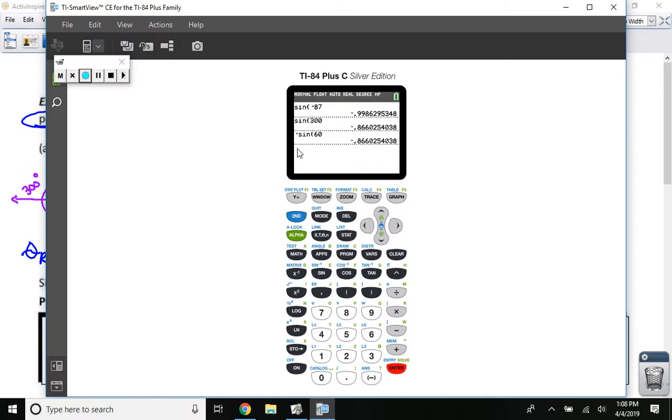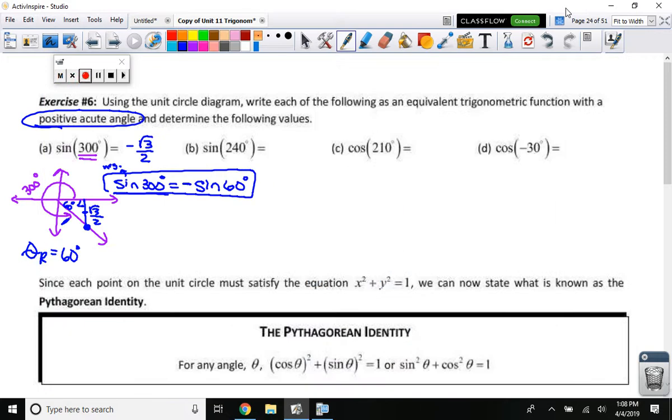The only reason I would need to do this is the directions told me to do it. There's no other reason to do this. So I'm only doing this because the direction said I had to write it as an equivalent trig function. That's the only reason I'm doing it.